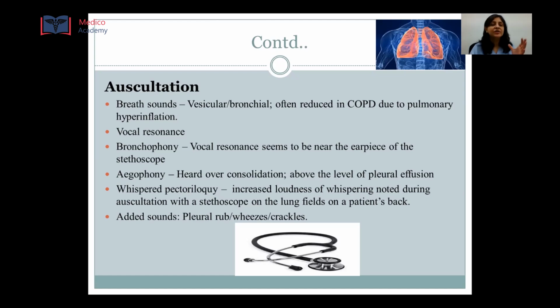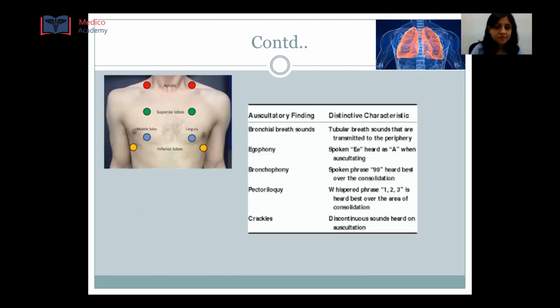We should be able to differentiate these different kinds of sounds. So these are the auscultatory findings which we should know. The bronchial breath sounds. What are tubular breath sounds? Tubular breath sounds are breath sounds which are transmitted to the periphery. What is egophony? What is bronchophony? Pectoriloquy, crackles. Crackles are the discontinuous sounds that are heard on auscultation.